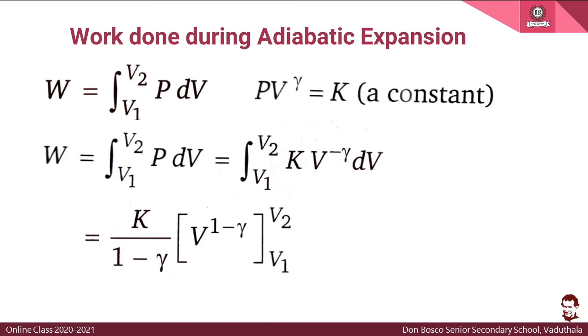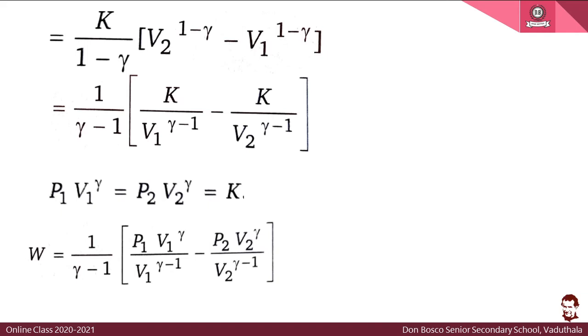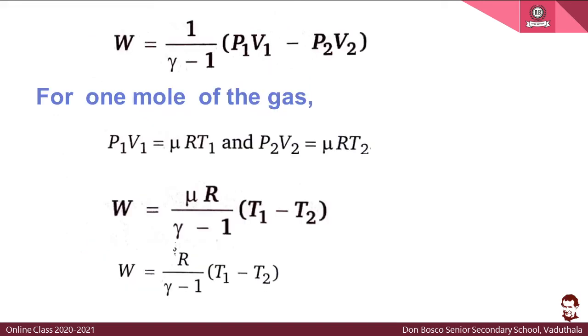First PdV, then PV raised to gamma is equal to constant, then integrating. x raised to n integrates to x raised to n plus 1 divided by n plus 1. Substituting, we will be getting V raised to 1 minus gamma by 1 minus gamma, applying the limits V2 and V1. After applying the limits and taking the value of K as P1 V1 raised to gamma, we are getting P1 V1 raised to gamma by V1 raised to gamma minus 1, minus P2 V2 raised to gamma by V2 raised to gamma minus 1, and outside the bracket 1 by gamma minus 1. After solving, we will be getting 1 by gamma minus 1 into P1 V1 minus P2 V2.